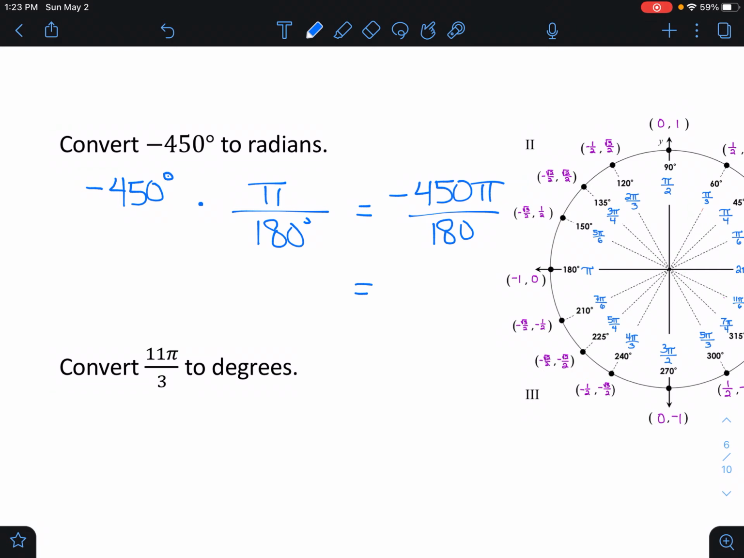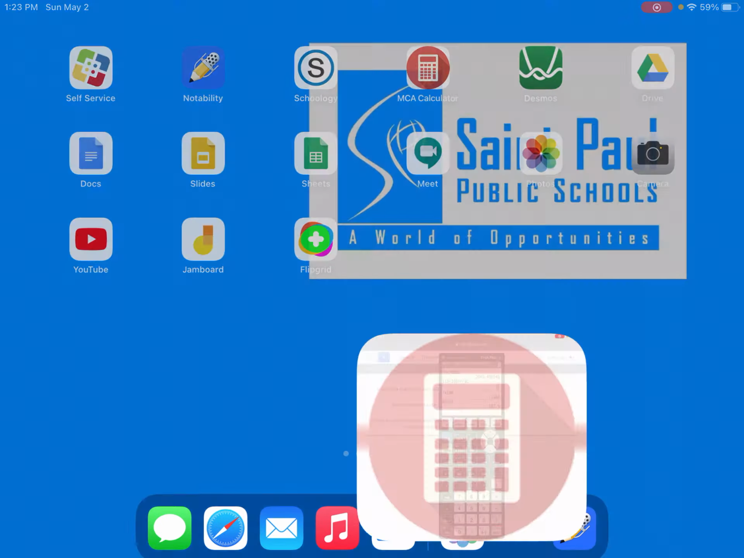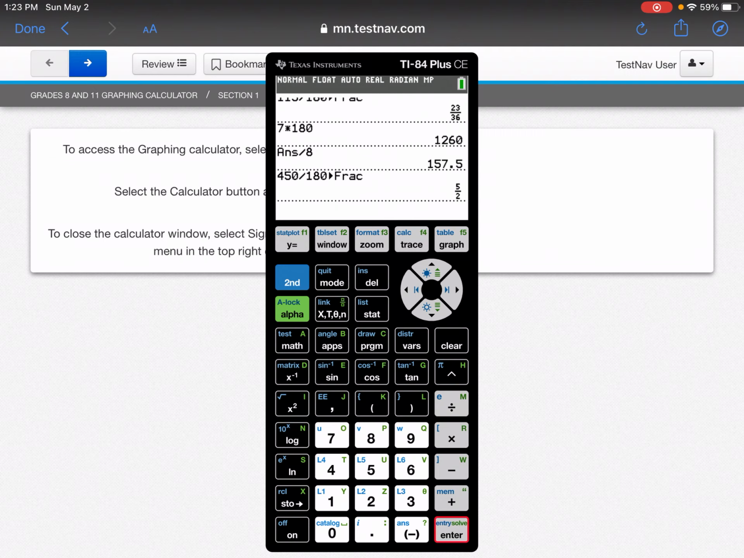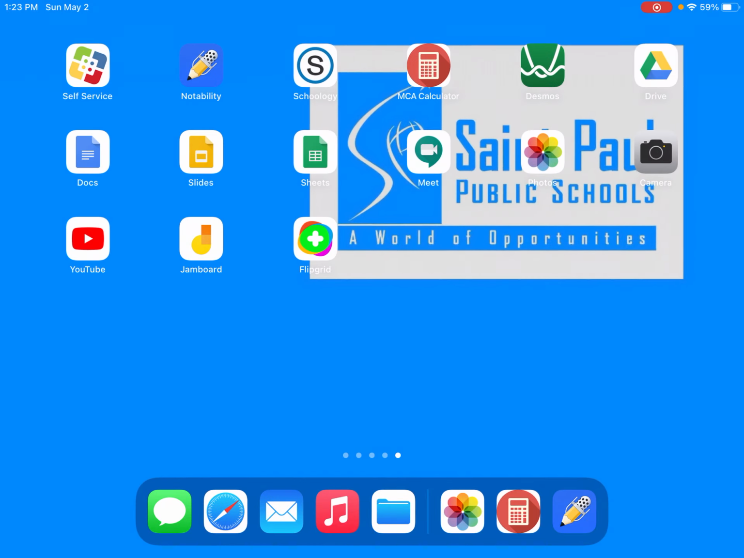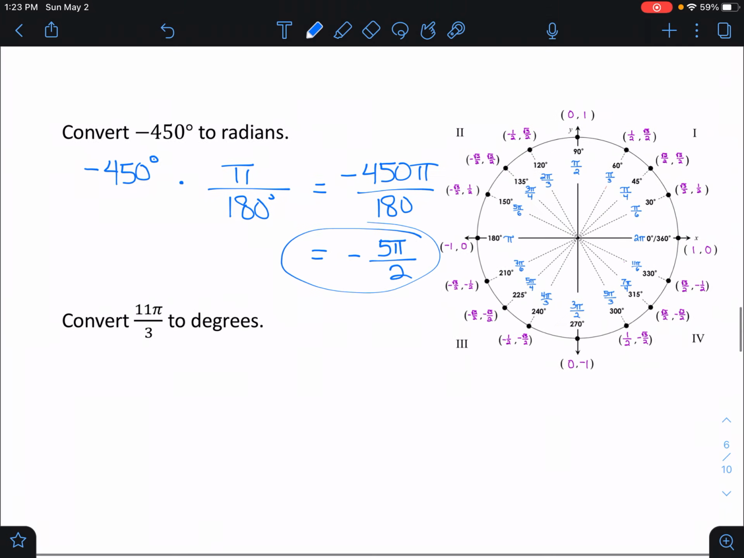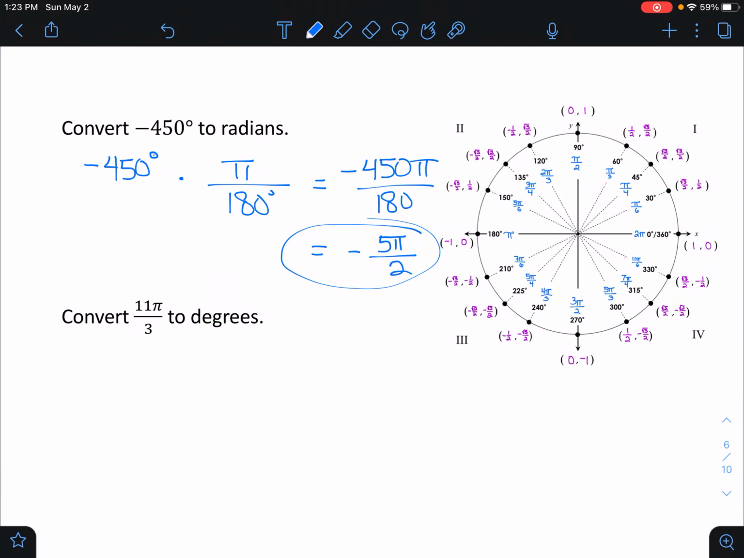So I'm going to go to my calculator. 450 divided by 180, math. And there we go, 5 over 2. And I'll put the pi back in there. This is negative 5 pi over 2 radians. And again, you can write the radians in there or not. It's up to you. Okay, how about going back here, 11 pi over 3.